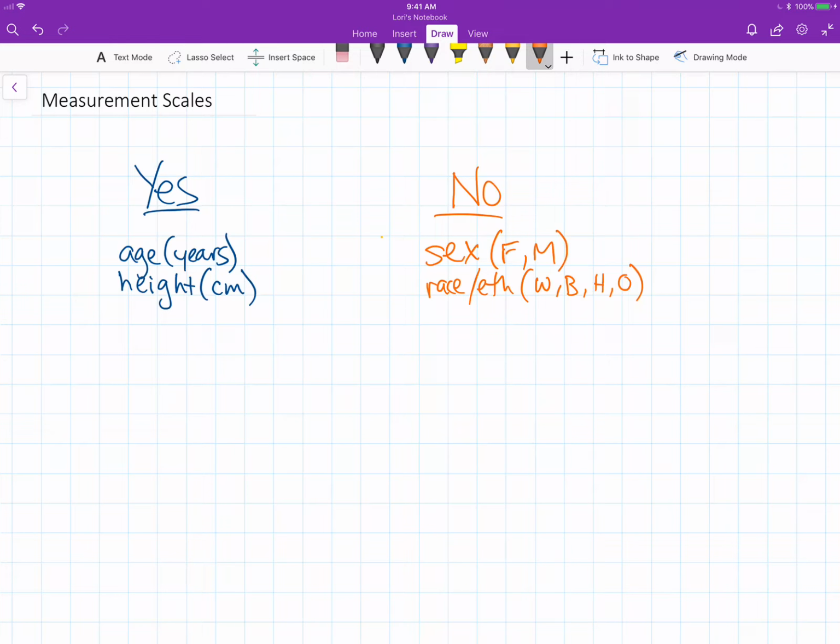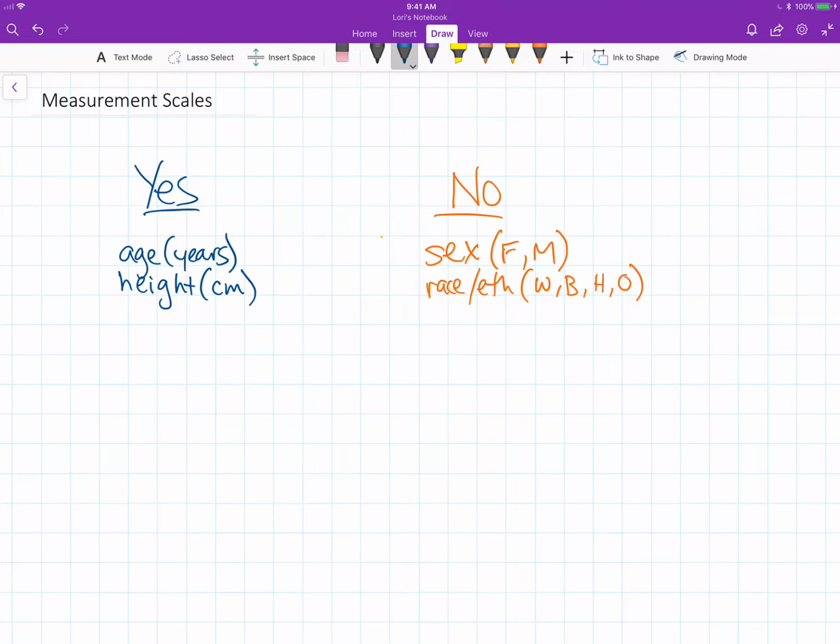For the first two examples in this set, the yes examples are age in years and height in centimeters. The no examples are sex, female, male, and race, ethnicity, white, black, Hispanic, other. If you just look at those two examples, you might be forming in your mind an idea of what exactly it is that we're getting at. Let me add some more examples, and I want you to continue to refine your definition as I go along. You might think one thing and then think, oh, maybe that's not specifically it. Maybe I need to modify that a little.